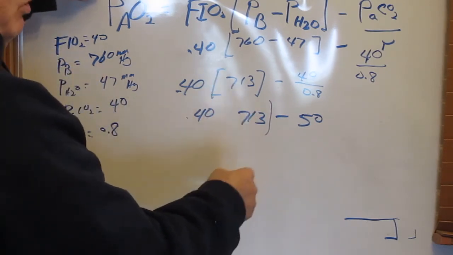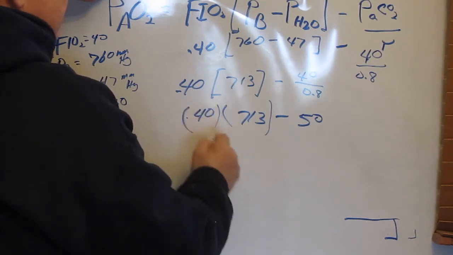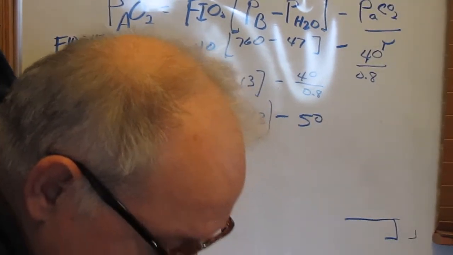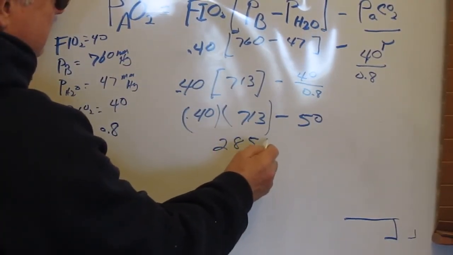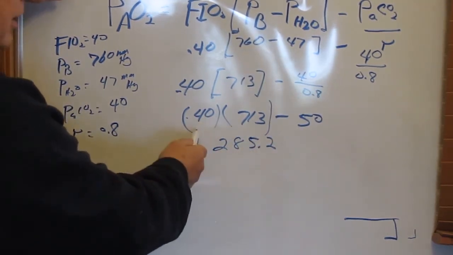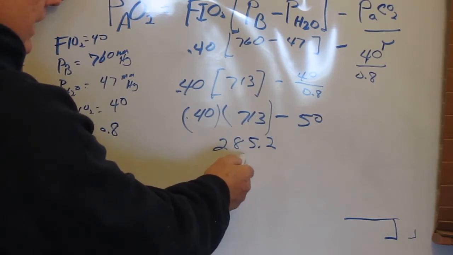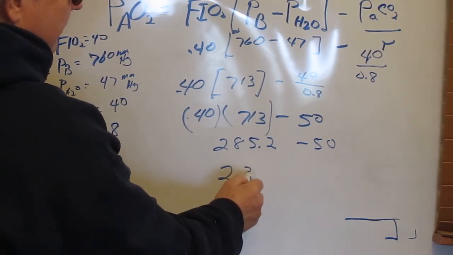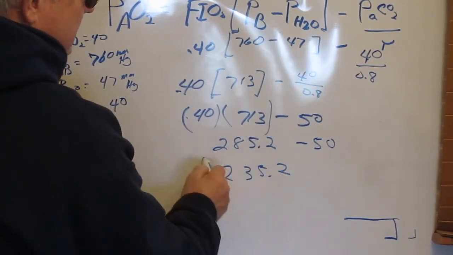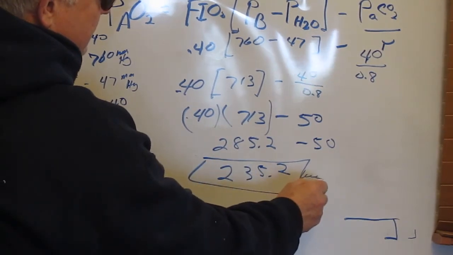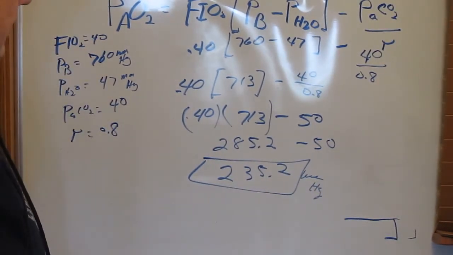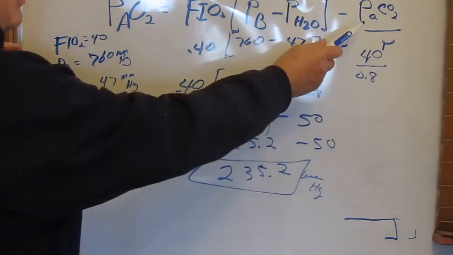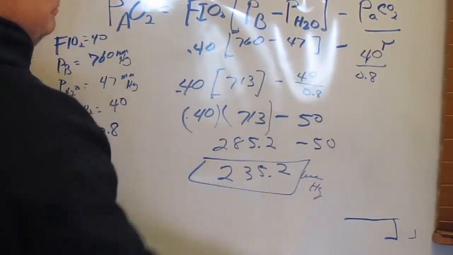713 times 0.4 or 40% is 280. Let me look on that one. 285.2. 40% times 713 is 285.2. Subtract 50 is 235.2. And this is millimeters of mercury. Again, this is the pressure of the oxygen in your alveoli when breathing 40% FiO2 and having a normal CO2 and a normal R.